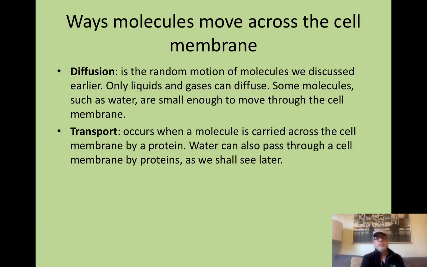So how do molecules get through the cell membrane? Well, there are really two ways. One is by diffusion, the random motion of molecules that we just discussed. Some molecules, such as water, are small enough to move through the cell membrane because it's a semipermeable membrane. Other molecules are not small enough to move through the membrane, and they must be transported across it. In order to do that, there is usually a protein in the membrane, and we'll talk about two types of proteins. One of them is called a carrier protein. Water, by the way, can also pass through a cell membrane by proteins, and we'll talk more about this later.